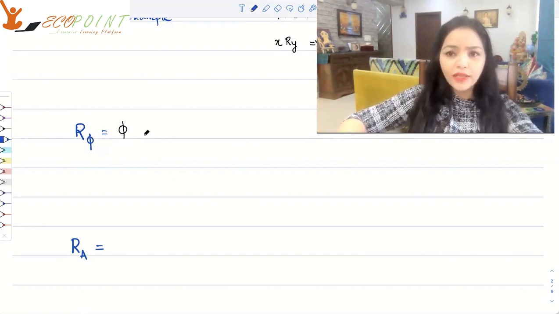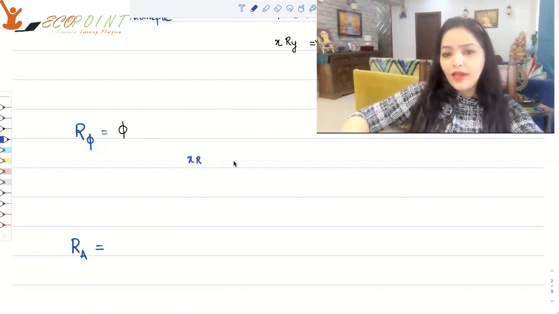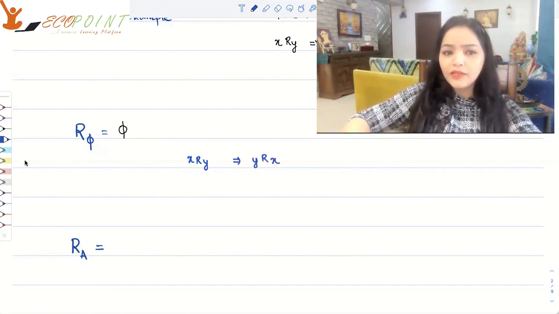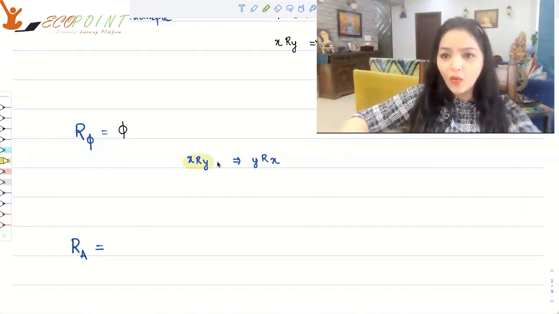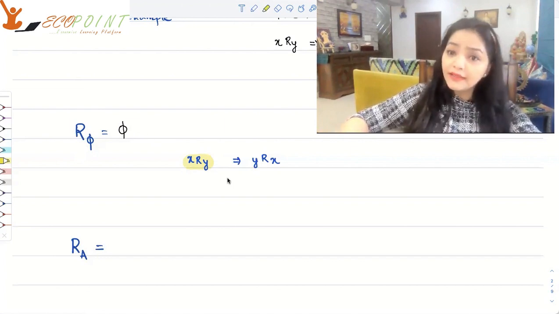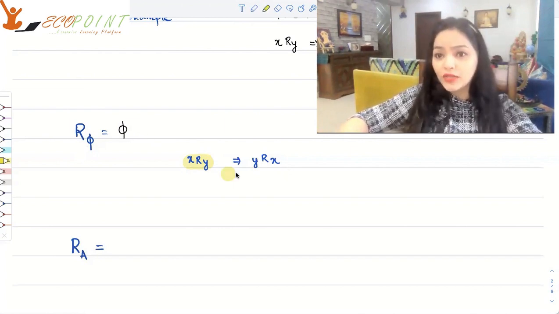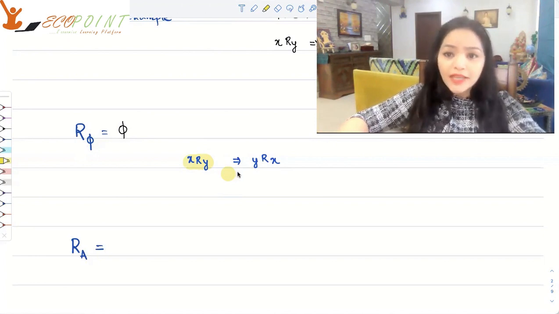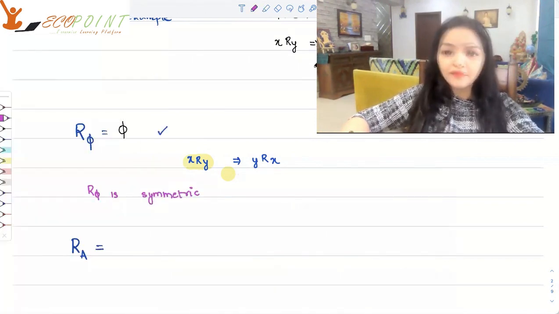This contains no entry. Now the statement that we have is that in case XRY happens, then YRX happens. Now for XRY to happen, we need to have this entry X comma Y in this set. We don't have this entry. If we had this entry, then YRX should have happened, but we do not have any entry here. So by default, R phi is symmetric, because I cannot prove that it is not symmetric.